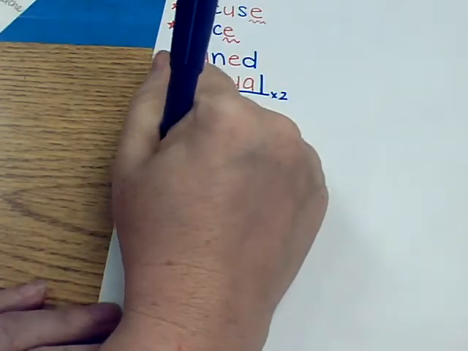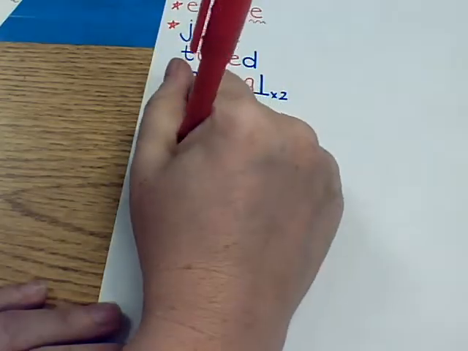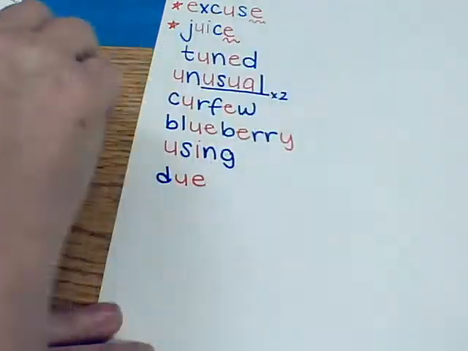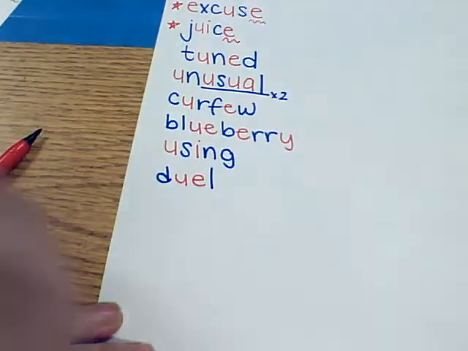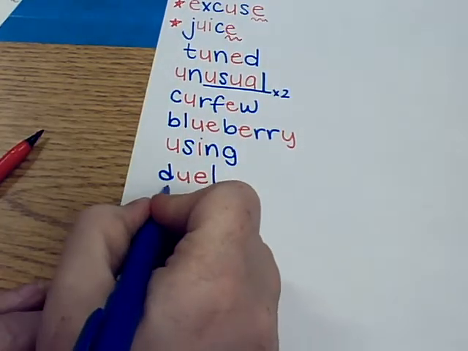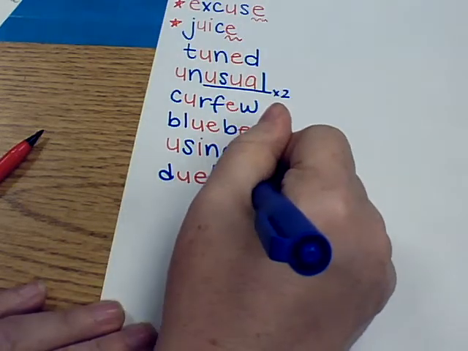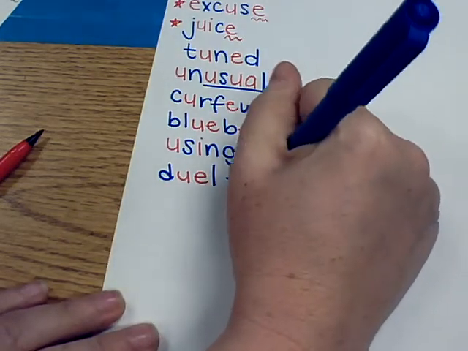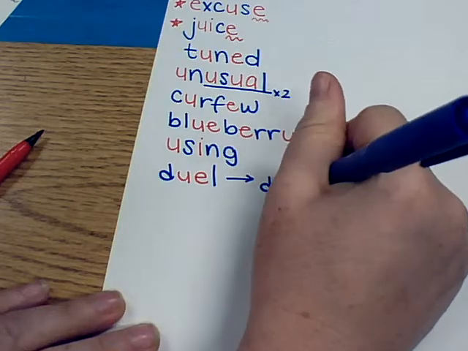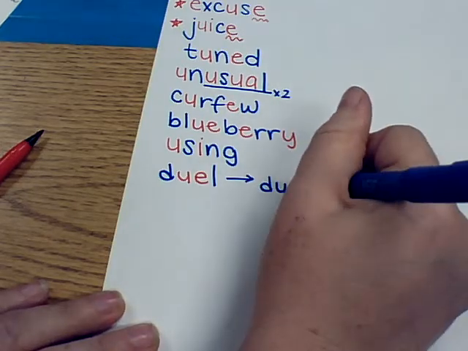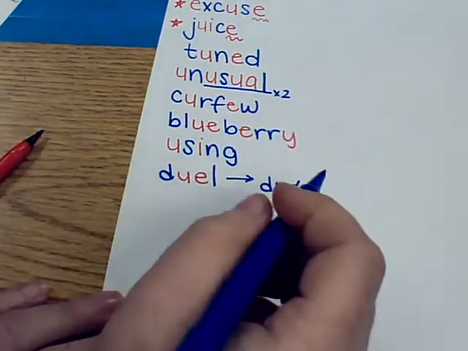Then we have duel, which is like a competition between two people. D-U-E-L. Duel. So that might help to think of the word duo, but it's not an O, it's an E-L. And duo means two.